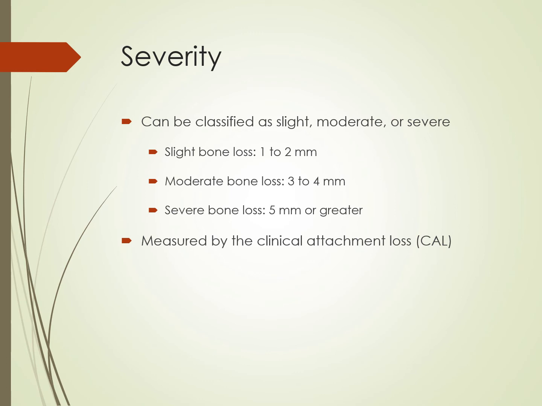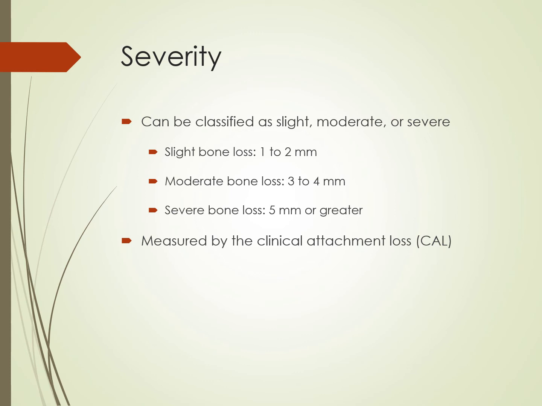So if I have 4 or 5 millimeters of clinical attachment loss, then I have slight bone loss. 1 to 2 millimeters is more than what is considered healthy. Then moderate bone loss would be if I had 6 or 7 millimeters of clinical attachment loss, because 1 to 3 is healthy, and then 4 and 5 would be slight, and then 6 and 7 would be moderate bone loss. And so then severe bone loss is anything that is 8 millimeters of clinical attachment loss or greater.